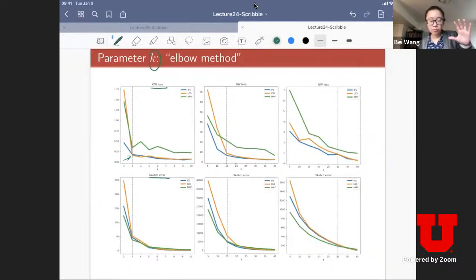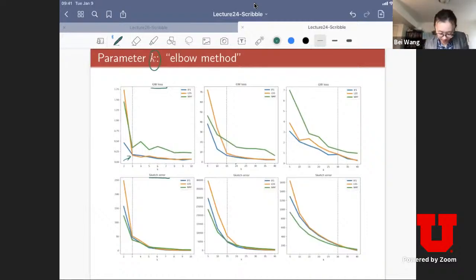And then essentially what you're looking for is to find the elbow of those curves. As I increase the number of bases, I'm going to decrease the sketch error or the global GW loss. And the elbow is exactly where the error doesn't change drastically, right? That's where the elbow is. So for all those three data sets, we try to find the elbow in those curves to find the optimal K, which is the number of bases.